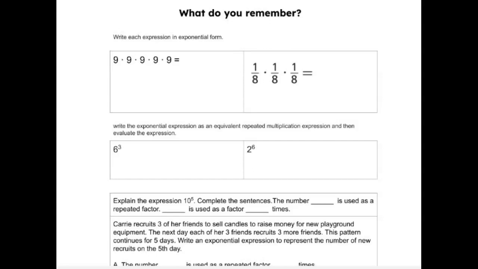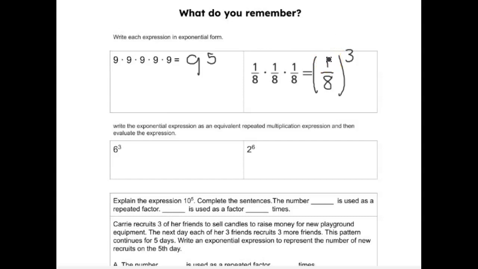So all we're going to do here, we have our base of 9, and it's written 1, 2, 3, 4, 5 times, so 9 to the 5th. Here our base is 1/8, and we're going to put parentheses around them and put a 3. The reason we put parentheses around them when we're doing exponents on a fraction is otherwise the 3 could just go to the 1 on the top instead of the whole thing.